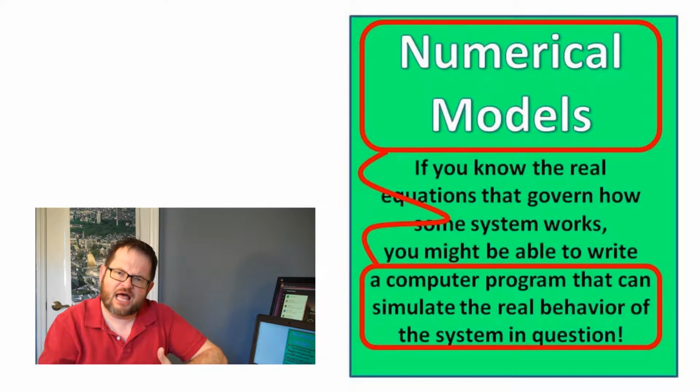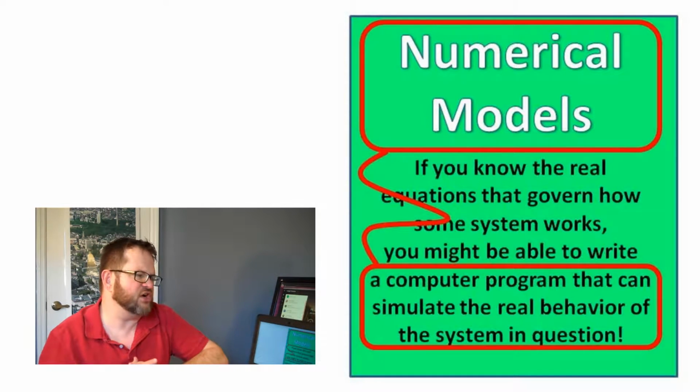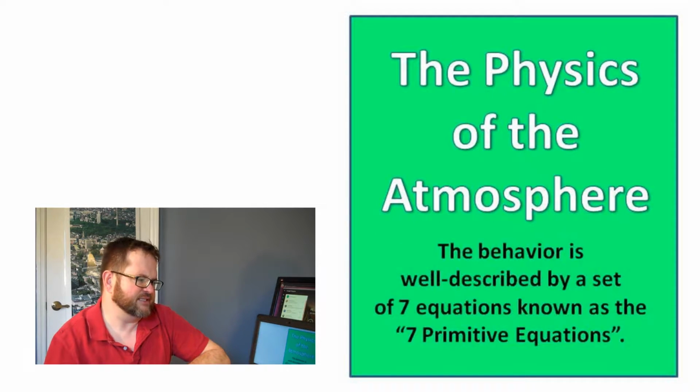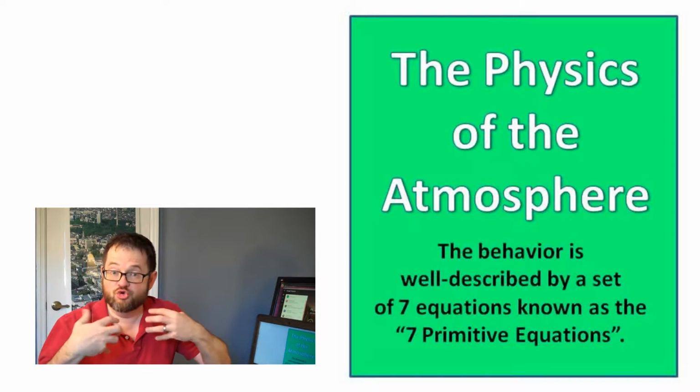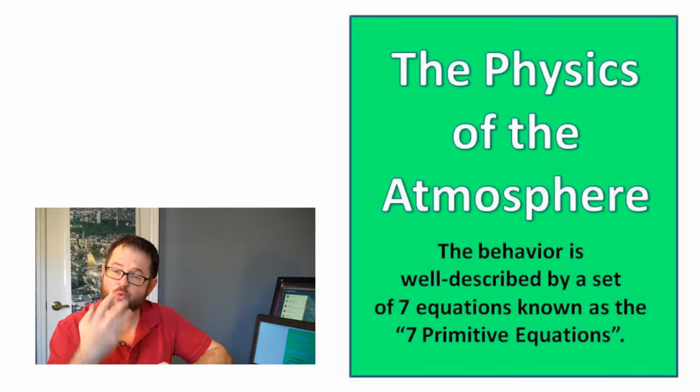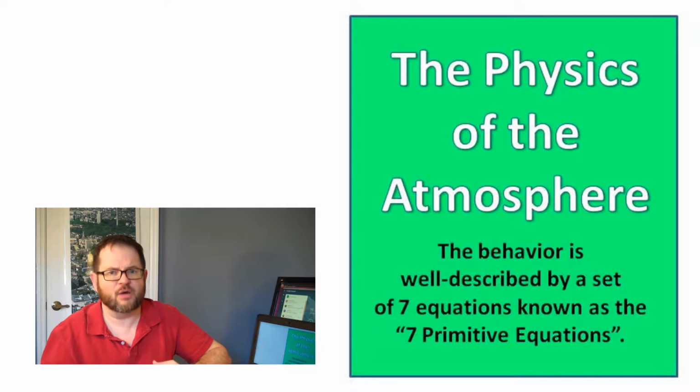So a key slide from that 100 level presentation was this one that talked about how numerical models are computer programs that can simulate the real behavior of the system in question, whether that's a car on a racetrack or the climate system or any other number of systems. This is used all over the place in science. So if we're going to be running numerical models of the climate as climate scientists, we're going to need to know those equations that describe the physics of the atmosphere. Well, the good news is that's known perfectly well.